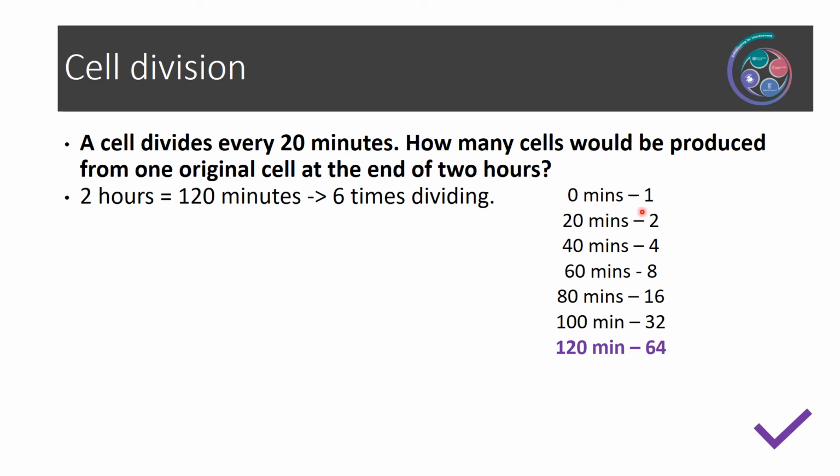So if we start at 0 again with our 1 cell, after 20 minutes it's divided into 2. After 40 minutes it's divided into 4. After 1 hour it's divided into 8. After 80 minutes it's divided into 16. 100 minutes it's divided into 32. And then finally, after 2 hours or 120 minutes, we've got 64 cells in total.